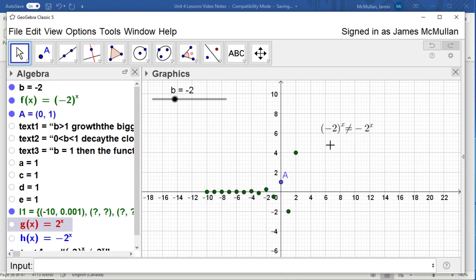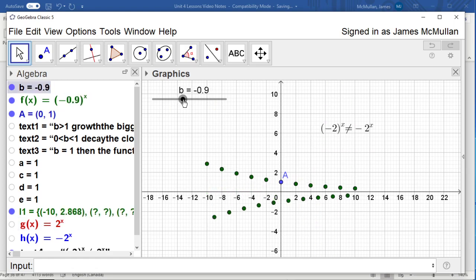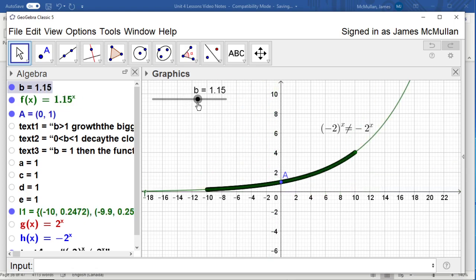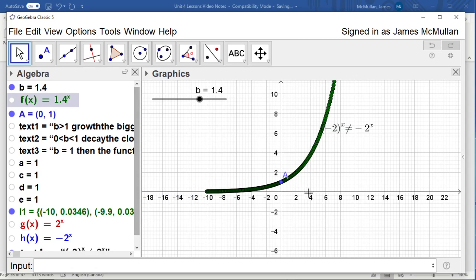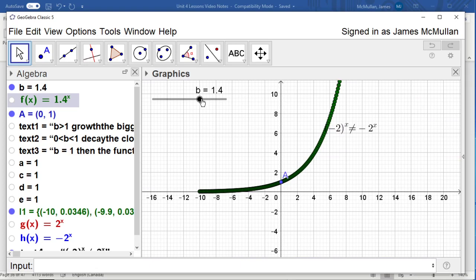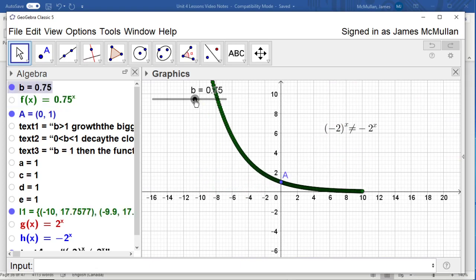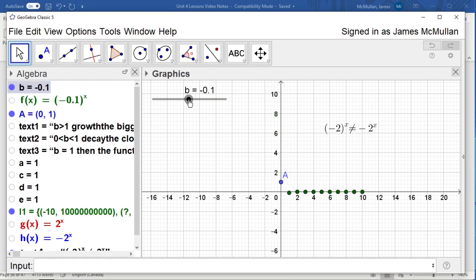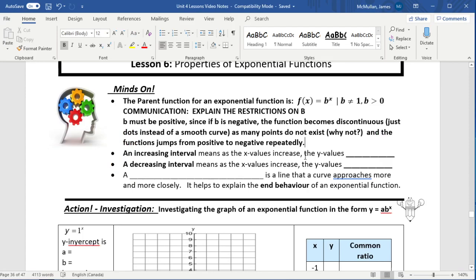And for the purposes of our class, we're just going to say if b is less than 0, if b is a negative number, we just don't have a function, right? When b is a positive number, we get all these different points connected together. But as soon as b is a negative number, all of a sudden we lose all those points, and it just becomes dots. And not only does it become dots, it becomes dots on the positive and the negative side at the same time. So this is something, but it's not an exponential function.